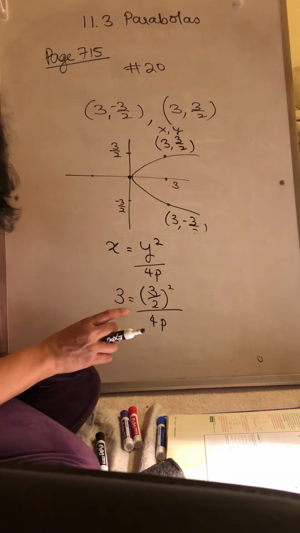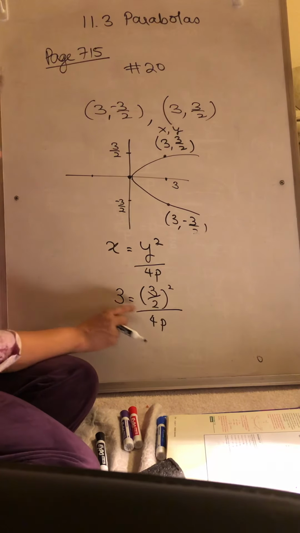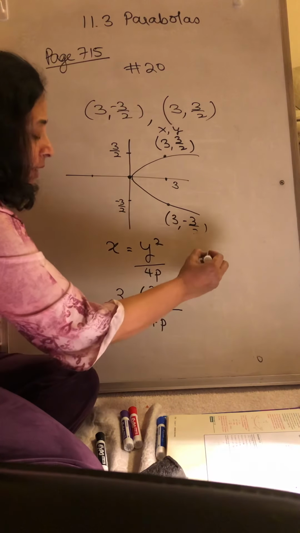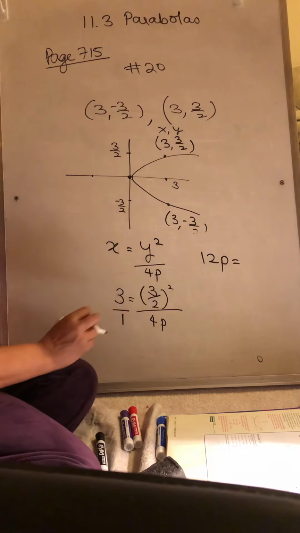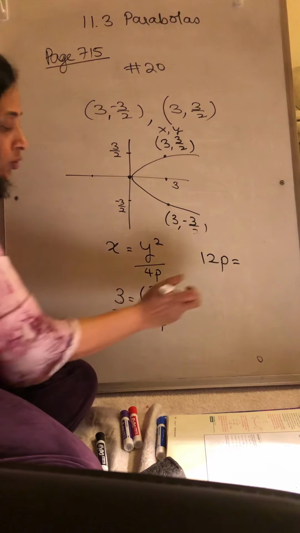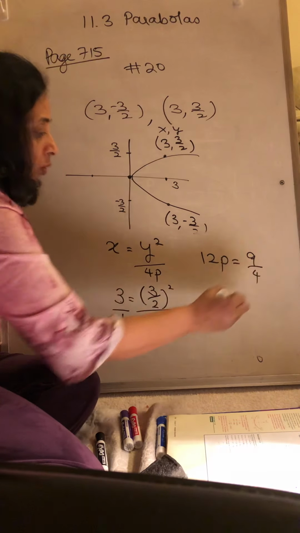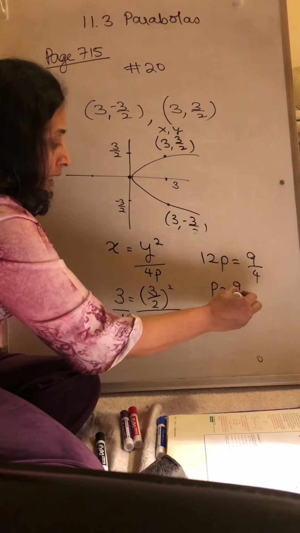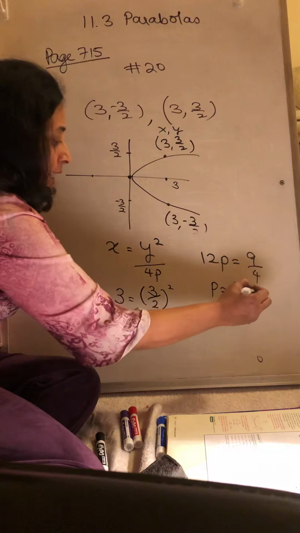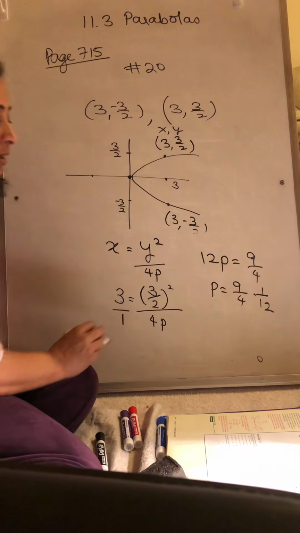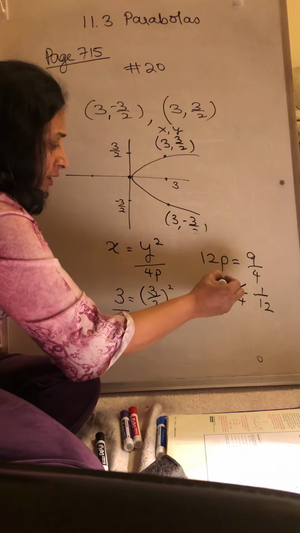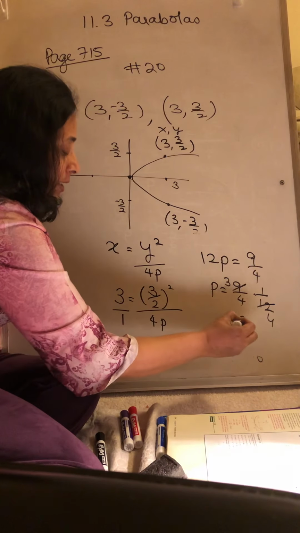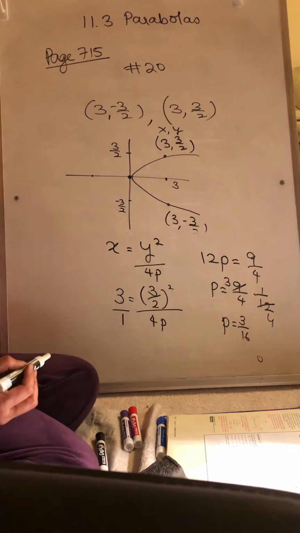3 equals this. So let me just do cross multiplication, right? This is 3 over 1. 3 times 4p is 12p equals 3 over 2 squared, which is 9 over 4. So let me keep the p here. This is 9 over 4. I'm sending the 12 there. So what did I do? Oh, it was correct the first time. 3 times 3 and 4. Correct. P is 3 over 16.